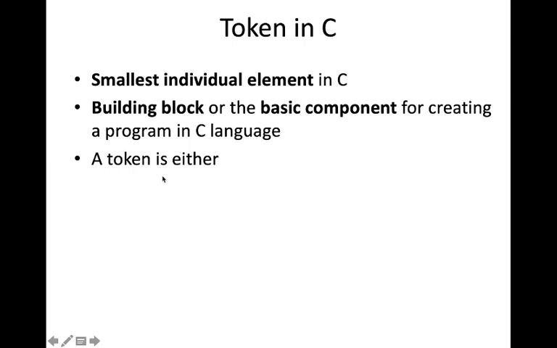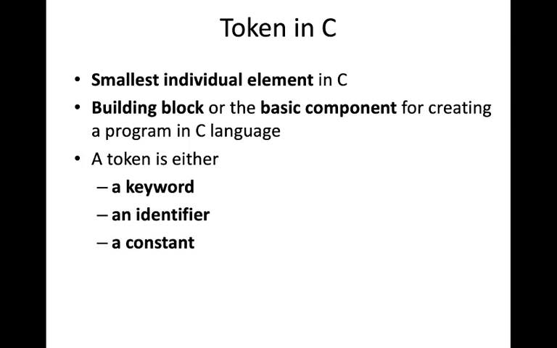A token can be a keyword. We will see what a keyword is in this lecture itself. Then it can be an identifier, which we will also see. Then it can be a constant. In the next lectures we will see about constants. String literals we will also see in the lectures that follow. And operators: we will see different kinds of operators in C.